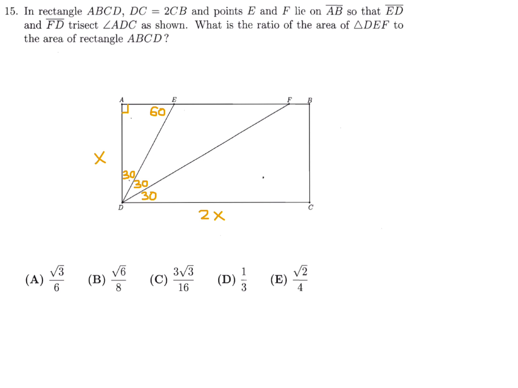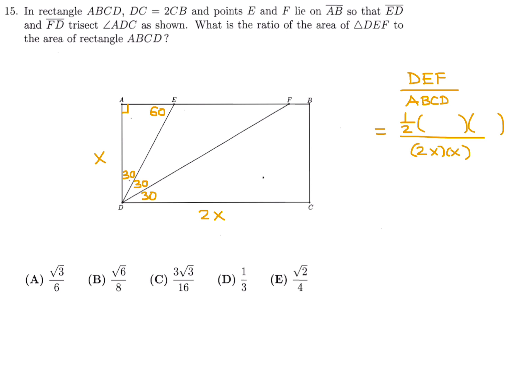So what am I trying to figure out? The ratio of the area of DEF to the whole thing, ABCD. Okay, well DEF, I'm not sure quite yet, but ABCD is pretty straightforward. That's just length times width, so 2x times x. And DEF is going to be something like 1/2 base times height. Okay, well, let's see what we get.